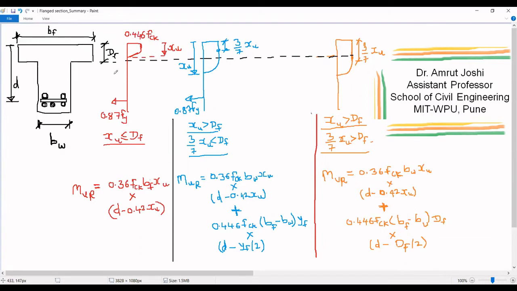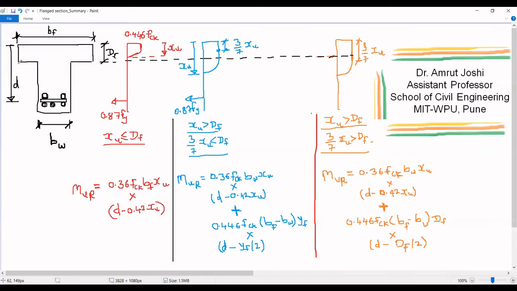For that case, I have drawn the stress diagram here. So as you can see, the entire compressive stress block lies within the flange. 0.87 Fy is the stress in steel provided. In this case, MUR is simply written by replacing B by BF as if it is a rectangular section. So the expression is 0.36 FCK BF into XU. This is the ultimate compressive force, multiplied by D minus 0.42 XU. This is the lever arm.